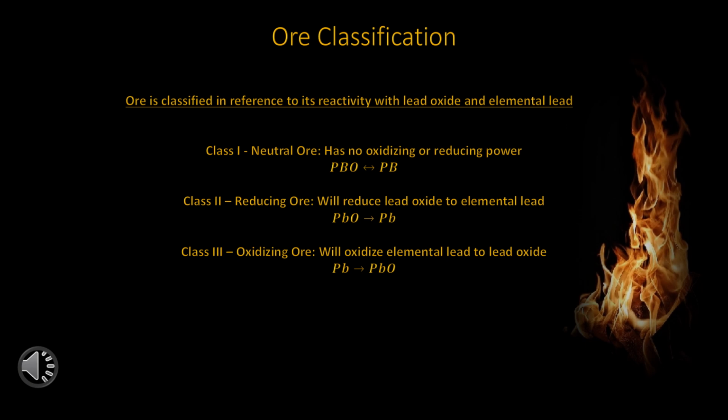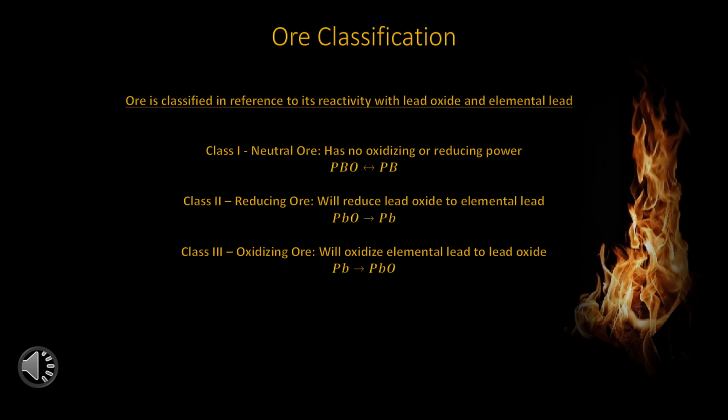The double-pointed arrow in the equation simply states that this is an equilibrium reaction, where the lead oxide is reduced to elemental lead, but the lead is oxidized to lead oxide, and this reaction just keeps oscillating back and forth, signifying that there is no oxidizing or reducing power of the ore or sample. For an ore to be classified as class 2, it must have some reducing power to reduce the lead oxide to elemental lead, which is what is desired for the collection of the noble and precious metals.